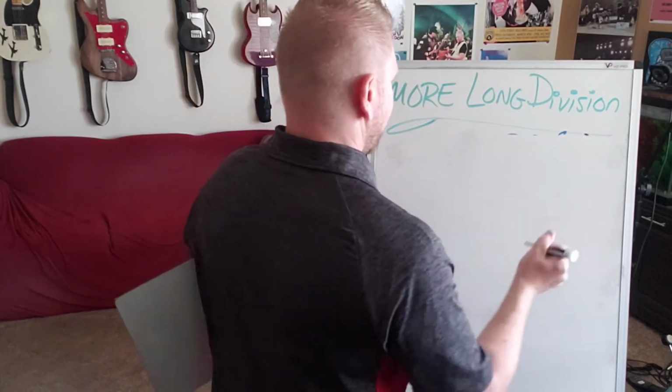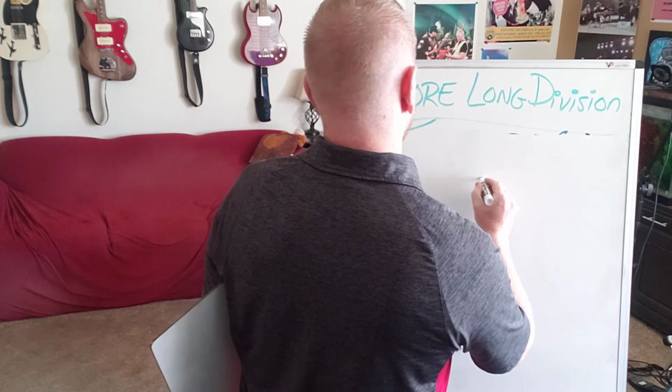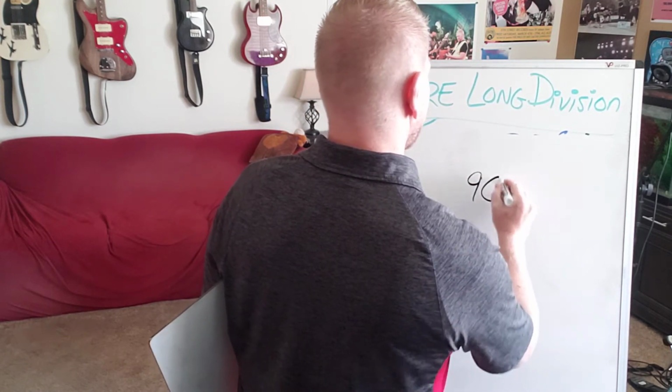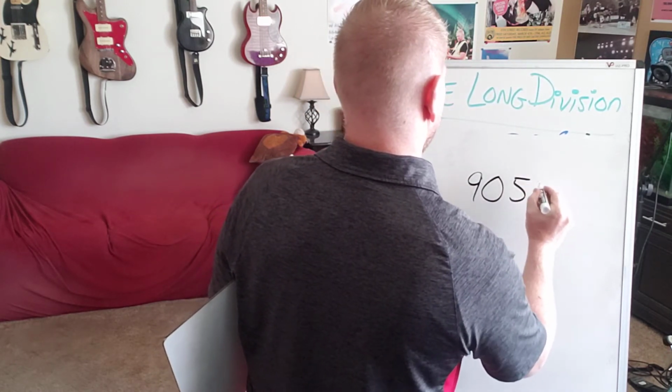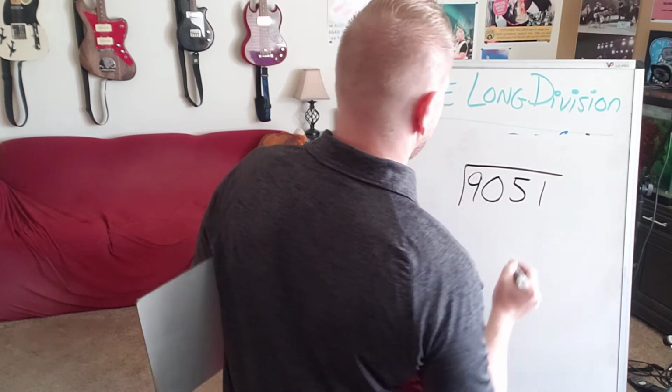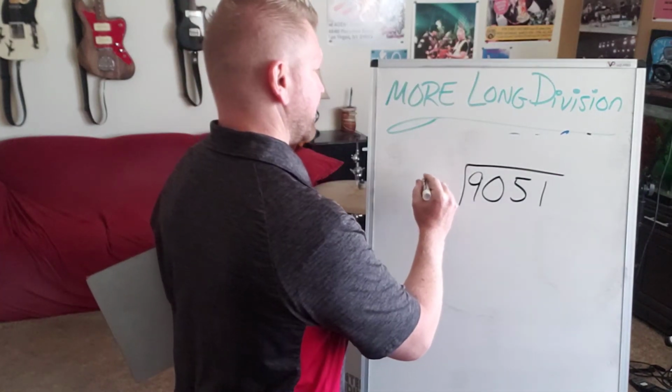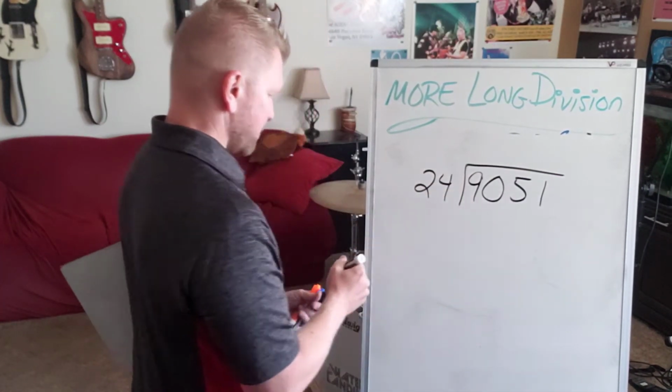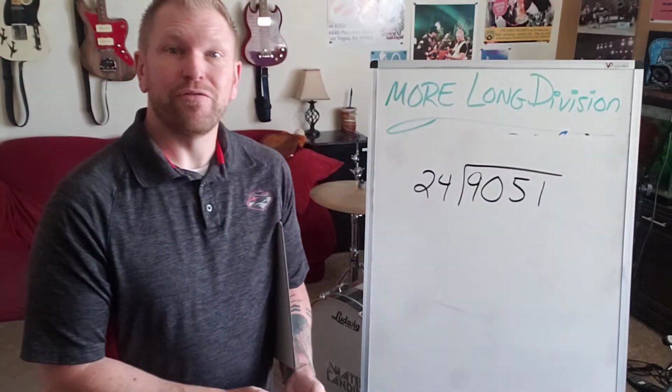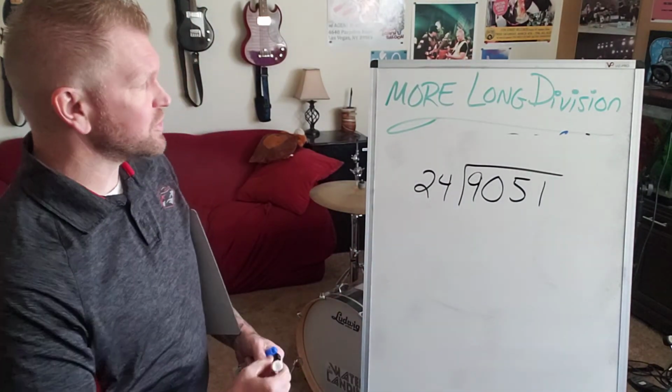All right, let's say we had 9,051 divided by 24. Now again, you might not know your 24 times tables, but we can still complete this division problem.